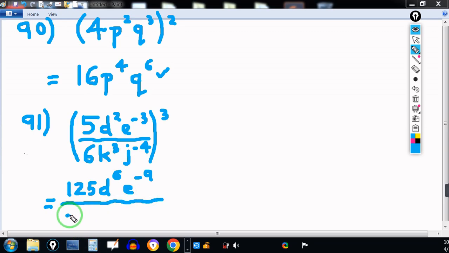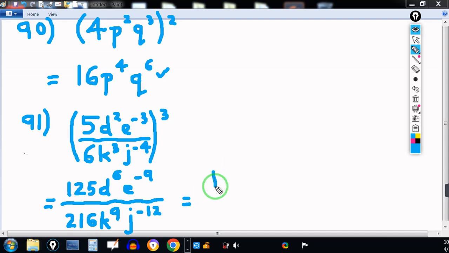6 cubed will be equal to 216. That 125 and 216 cannot cancel because one is even, the other one is odd. This one is even, this is odd. So k cubed and cube will equal to k to the power of 9. And then j to the power of minus 4 and a 3 will give you j to the power of minus 12.